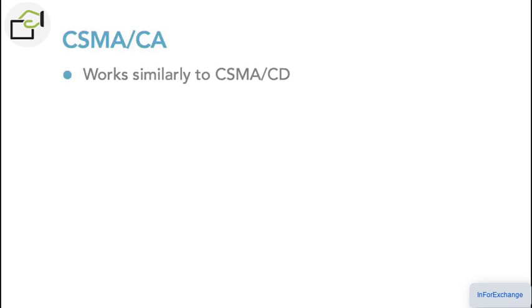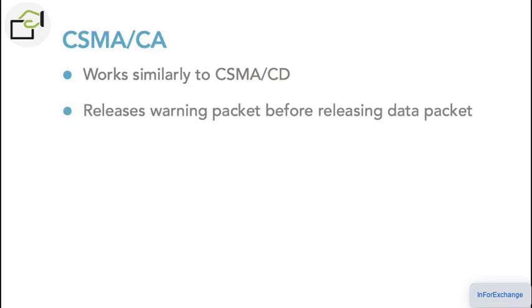The other type of contention method we want to look at is CSMA/CA. The CSMA/CA works very similar to CSMA/CD. The main difference is instead of releasing the packet on the network, when it hears the network is clear, it releases a warning packet on the network.